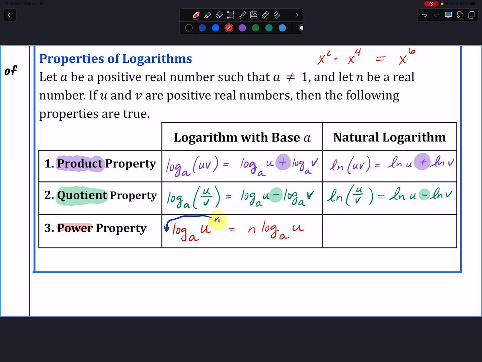So same thing, if it's the ln of u to the nth power, that's the same thing as n times the ln of u. We can take this power and bring it to the front. I could prove it to you guys, but I feel like you guys are just gonna look at me like I'm crazy. And I don't wanna confuse you guys. You guys believe me? It works? All right, cool. Easy.